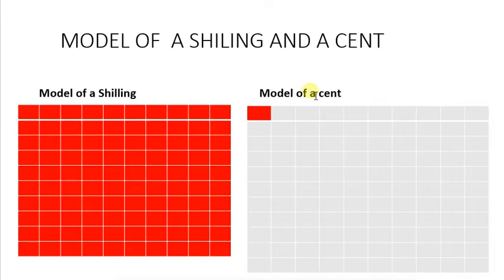Now a model of a cent will be like this. The cell shaded red in color is representing the cent. These other colorless cells are representing the remaining units of a shilling which are not there. So this is actually a fraction of a shilling, and it makes 1 unit out of 100 units of a shilling.